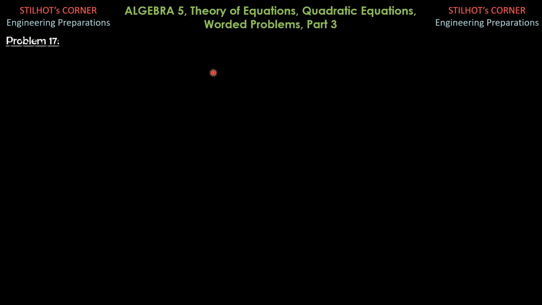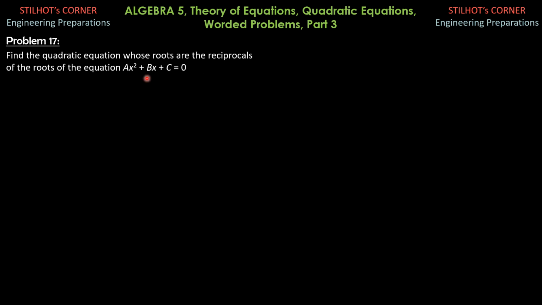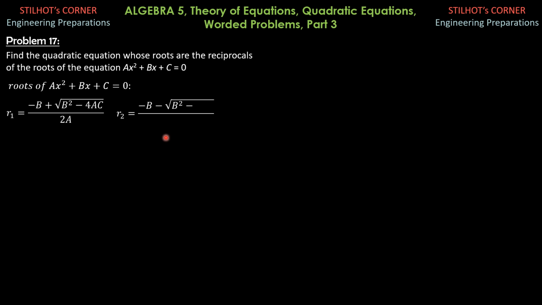Problem 17. Find the quadratic equation whose roots are the reciprocals of the roots of the equation ax squared plus bx plus c equals 0. So take note that the roots of ax squared plus bx plus c equals 0 are from the quadratic formula we already derived. Root 1 is negative b plus minus square root of b squared minus 4ac all over 2a, and root 2 is negative b minus square root of b squared minus 4ac all over 2a.